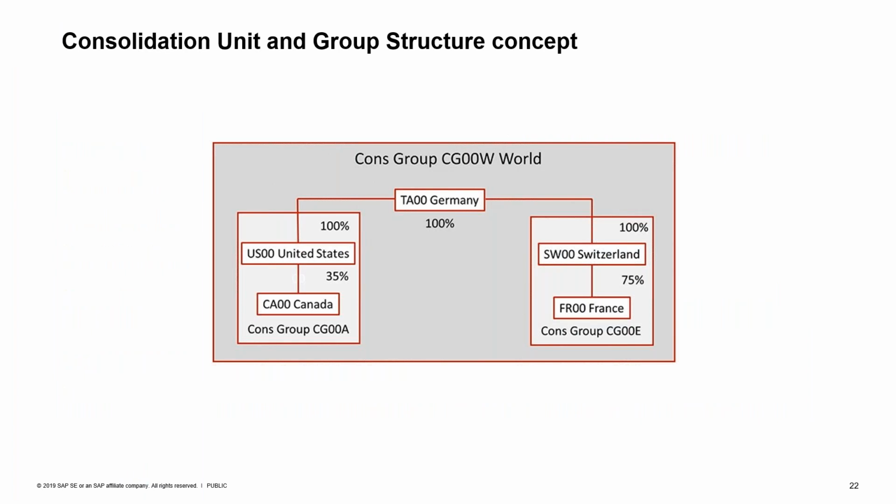As we look, consolidation units are collected in consolidation groups. A consolidation group is assigned multiple consolidation units. You can have multiple consolidation groups and then consolidate, giving you more flexibility in how you run your consolidations.